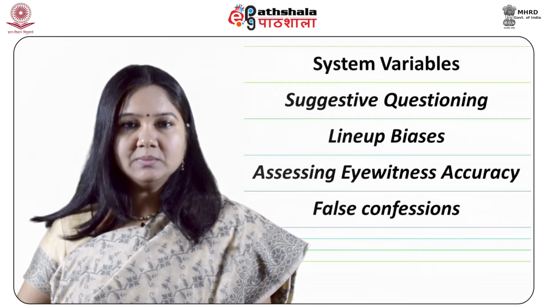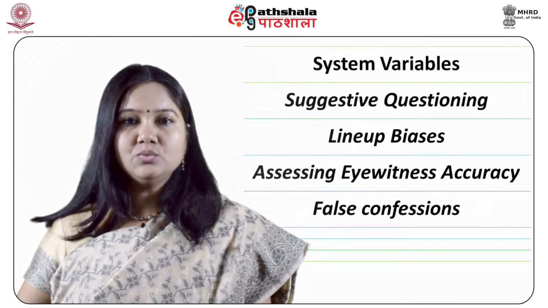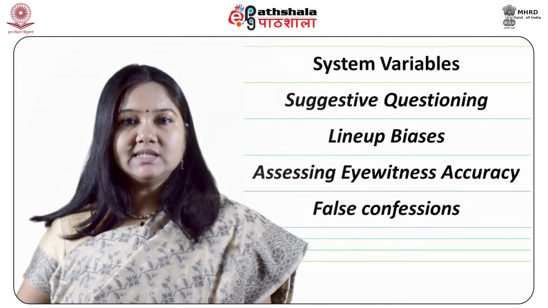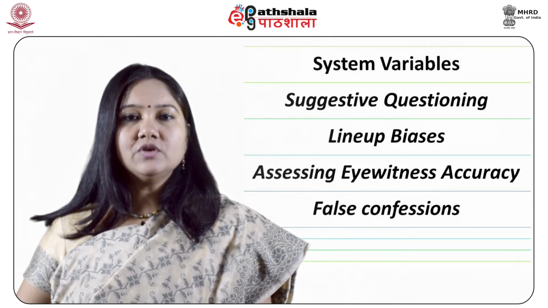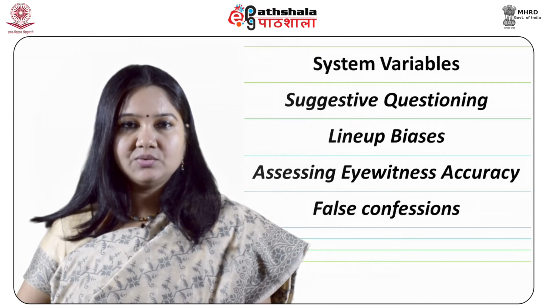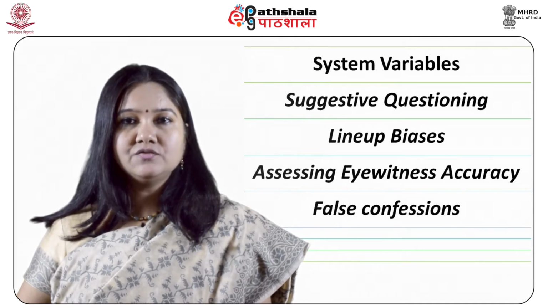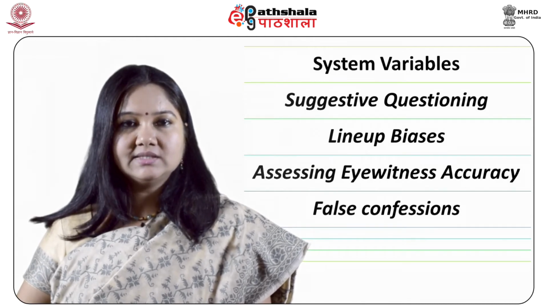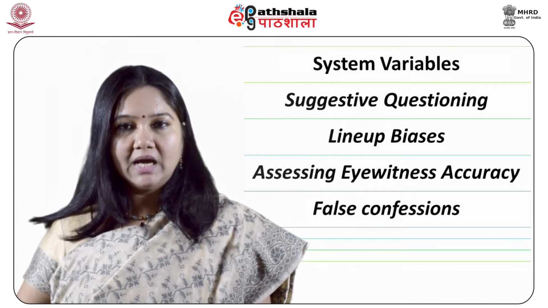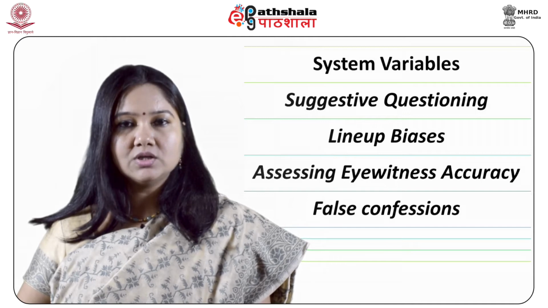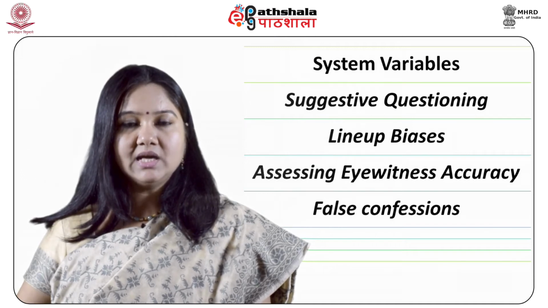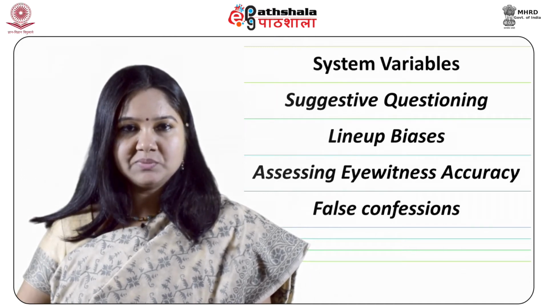In sequential lineups, potential perpetrators are shown one by one and witnesses have to decide whether one person is the perpetrator before seeing the next person. Assessing eyewitness accuracy. A useful method employed to assess eyewitness accuracy involves measuring the length of time a witness takes to make identification. Witnesses who identify a suspect quickly are more likely to be accurate than are witnesses who take longer to make an identification. Another approach involves witnesses separately identifying different features of the suspect.